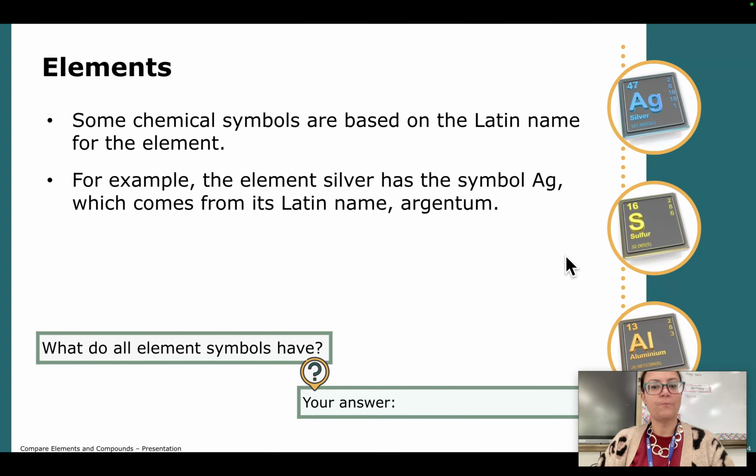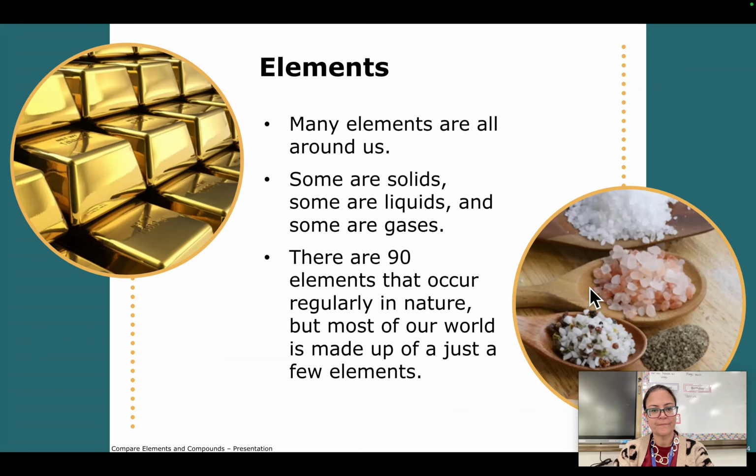So some chemical symbols are based on the Latin name for the element. For example, the element silver has the symbol Ag, which comes from its Latin name argentum. I literally just said that. So what do all element symbols have? They all have at least one capital letter. Some have a second lowercase letter, but all of them have a capital letter.